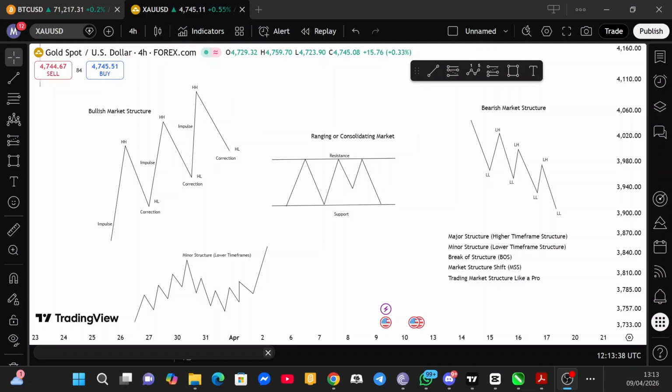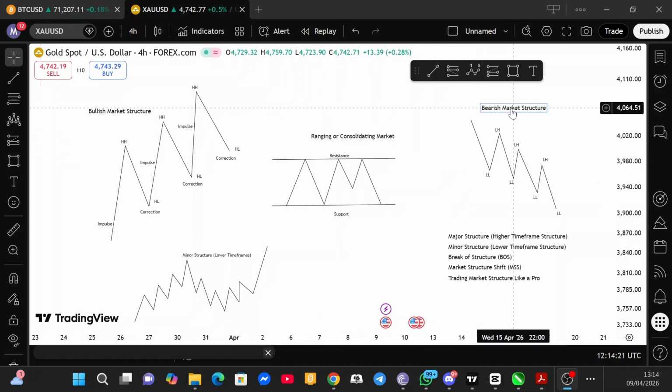As a forex trader, as a cryptocurrency trader, you will need to understand some of the foundations of forex trading, and one of them is called market structure. Now, the market does not move in a circular way, neither does it move in a square-like pattern. But just like you can see on the screen, the market moves basically in three ways. Either the market is bullish, or the market is ranging or consolidating, or the market is bearish.